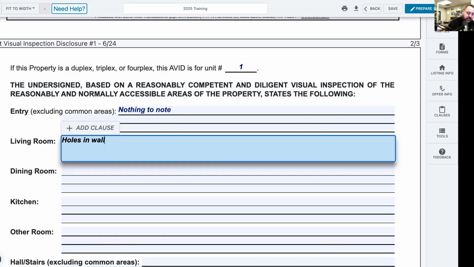Now, if you want to specify which wall it is, you could do holes in east wall, holes in west wall, north wall, whatever. If you want to do that, that's fine. So you can specify exactly what wall it was, but holes in wall, period.